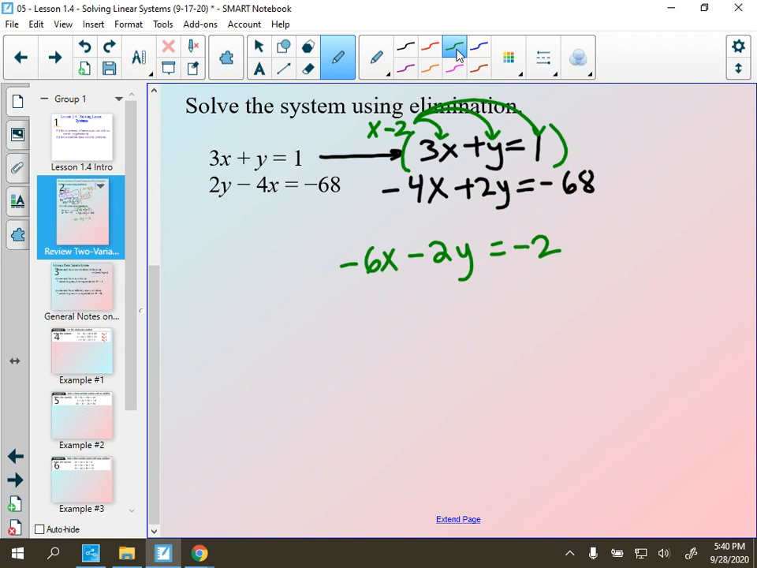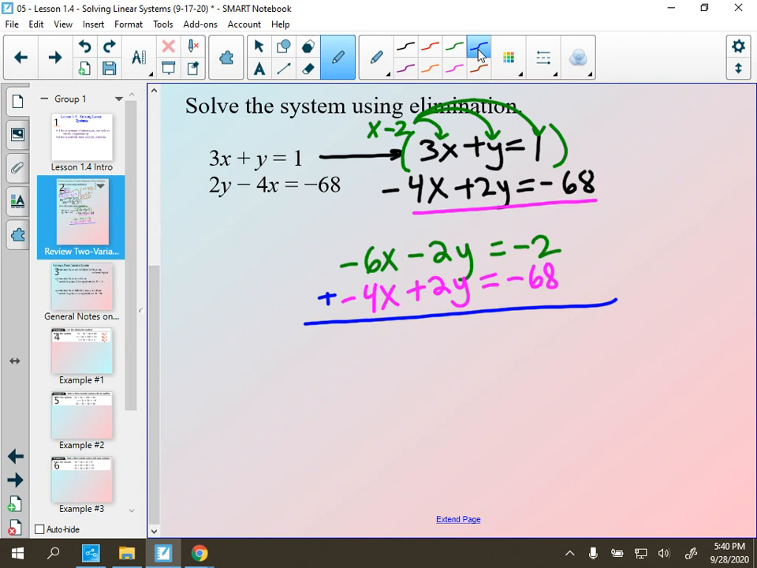The bottom, I'm just going to kind of leave it. There's a second equation here. We're just going to leave everything as it is. So negative 4x, positive 2y, negative 68. But now, when I go to add them up, what's going to happen? Negative 6x plus negative 4x is negative 10x. Negative 2y plus 2y disappears. That's the elimination portion of this. And then negative 2 plus negative 68 is negative 70.